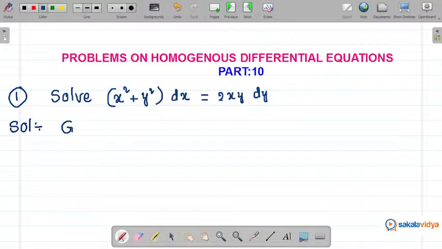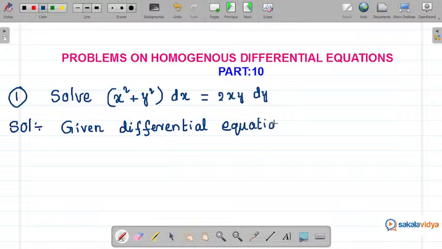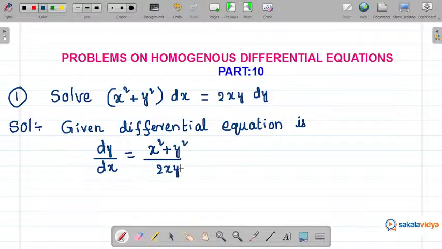Write down: the given differential equation is dy by dx equals x square plus y square divided by 2xy.